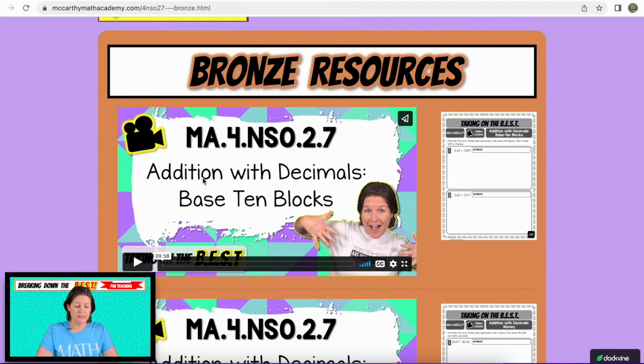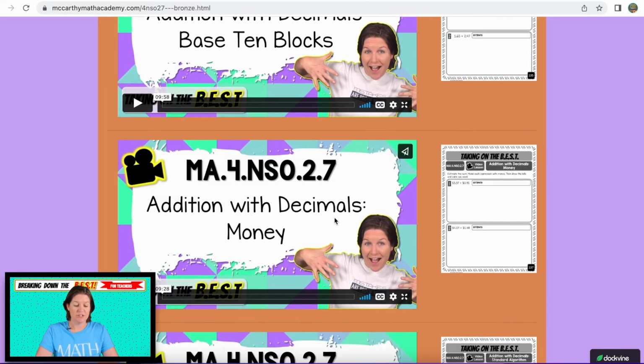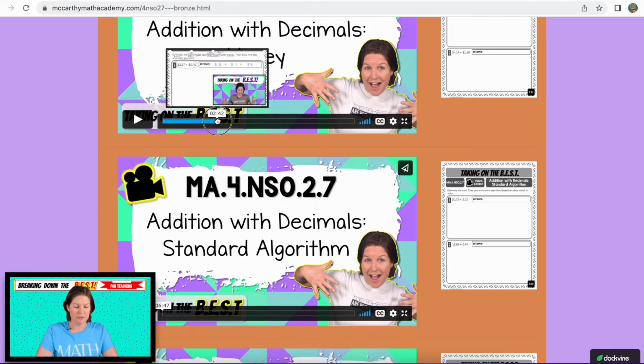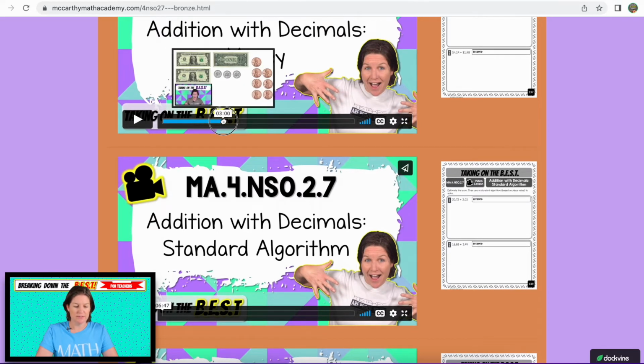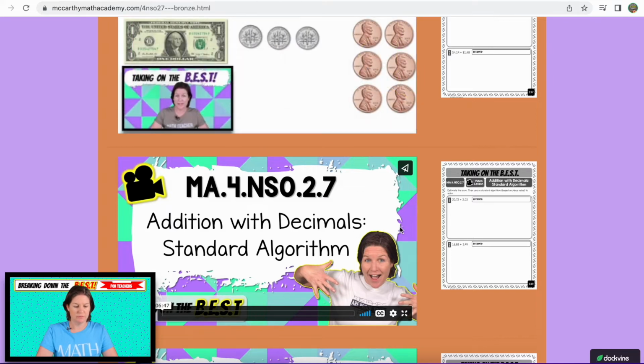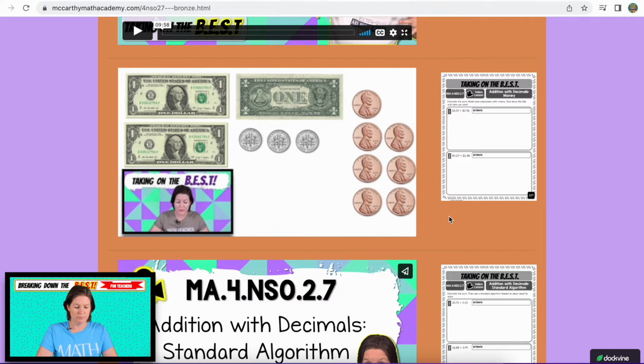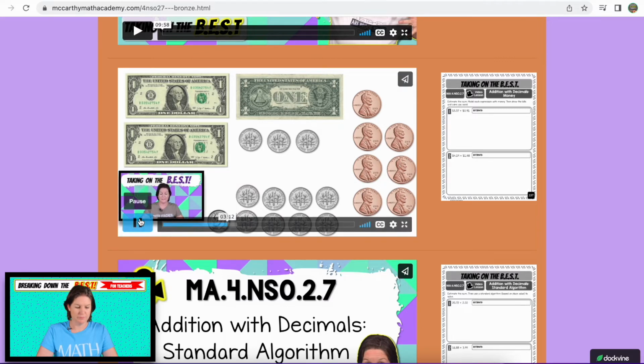We have one lesson dedicated to addition with decimals using base 10 blocks. One with addition with decimals using money as a manipulative. I can show you there how we do that. You can see here 37 cents. And now we're going to add 91 cents to it. So let's add it. We've got 10, 20, 30, 40, 50, 60, 70, 80, 90, and 91.